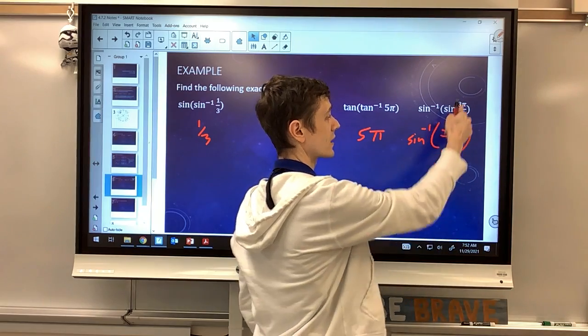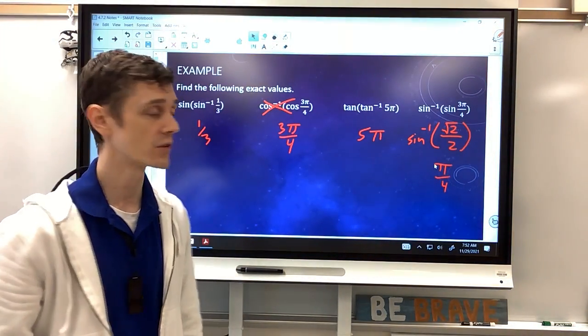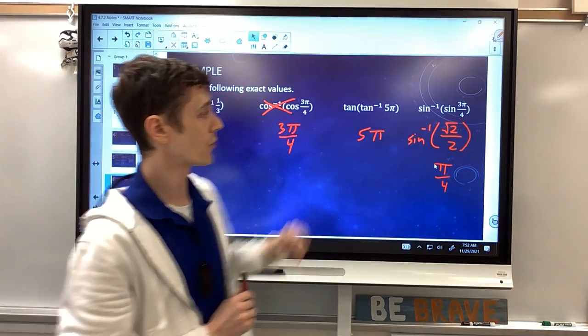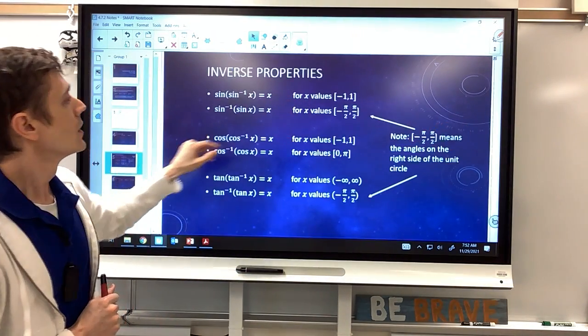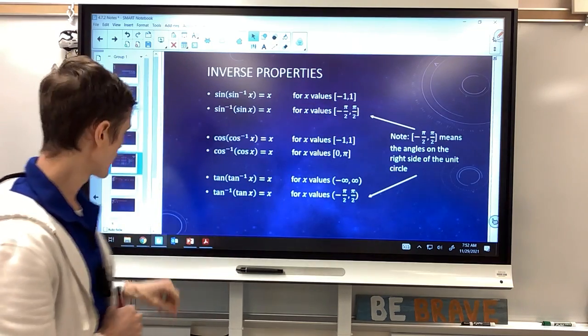So this is one where I could not just use the number they gave me. The numbers did not just automatically cancel each other out. I did have to go through the process from right to left, and that's all because the 3 pi over 4 value was not between negative pi over 2 and pi over 2. You can only use a shortcut when that happens.